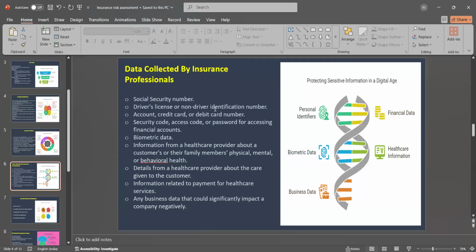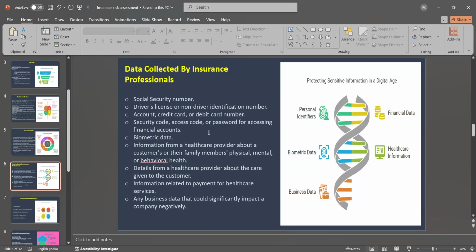Data collected by insurance professionals. How do we get the data about the customer? Social security number. In India, the social security number is the Aadhaar card and the PAN card. The driver license and non-driver identification number. When we issue a motor policy, we check whether he has a driver license or not. If he doesn't have a driver license, we don't issue the policy. Account, credit card or debit card number. When we issue the policy, we get the account number and credit card number to take the premium from the customer.